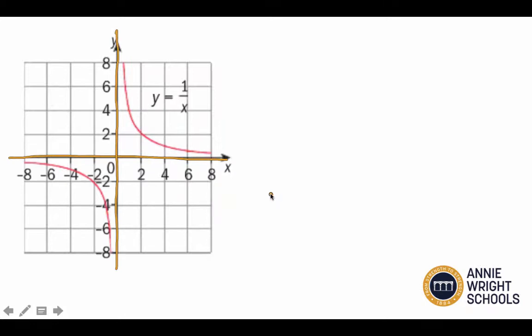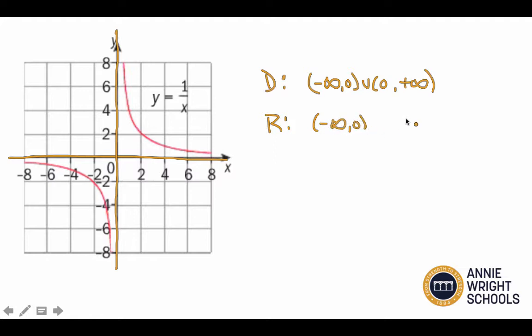So when we talk about asymptotes and we relate this to domain and range, the domain are all values except 0. So the best way to write that is from negative infinity to 0, union from 0 to positive infinity. That's how you could talk about every value but 0. The range ends up being the same values, from negative infinity to 0, not including it, union from 0 to positive infinity.